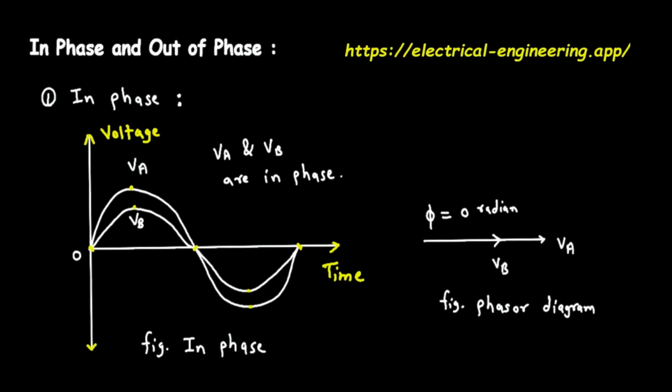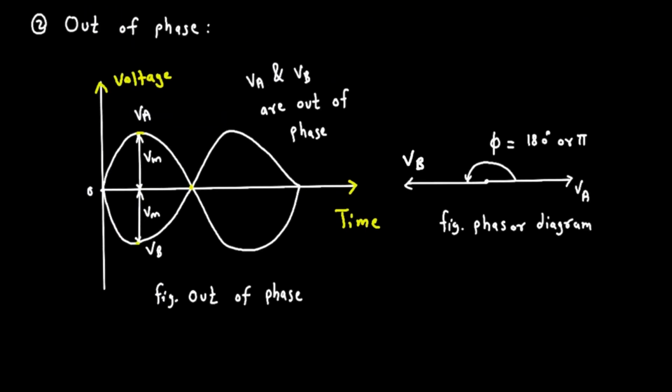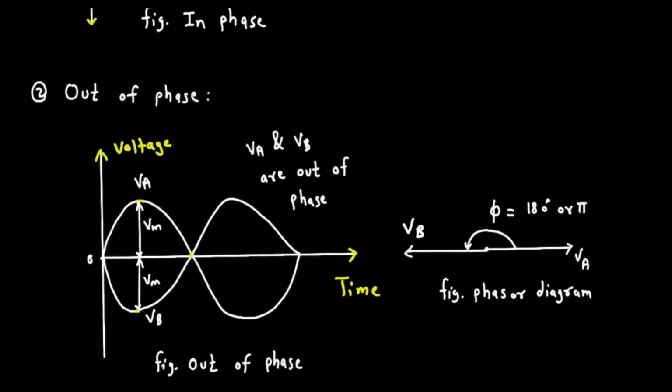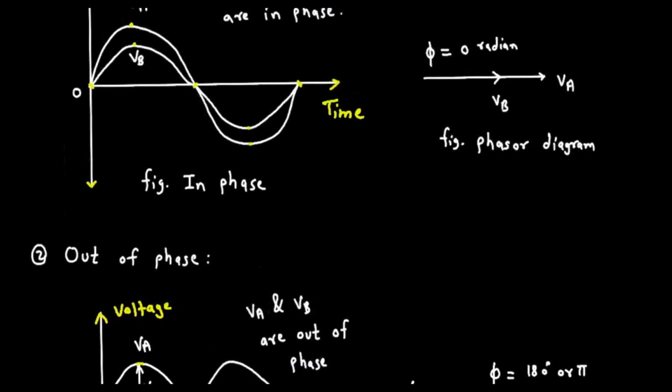In phase means perfect timing, a 0-degree difference. Out of phase means opposite timing, a 180-degree difference. These two cases represent the two extremes of how waves can relate to each other in time.